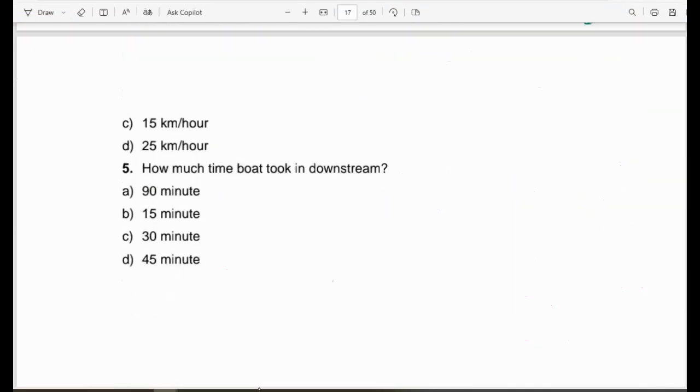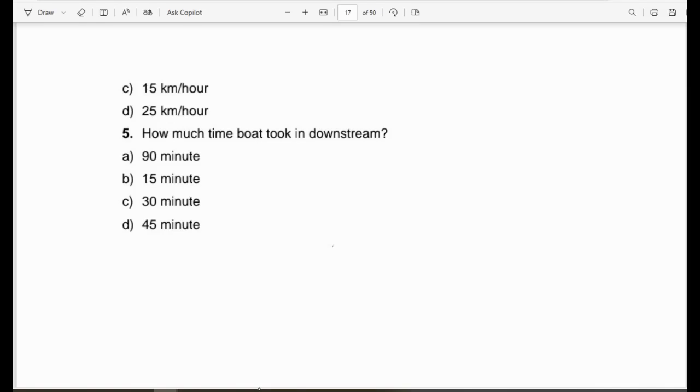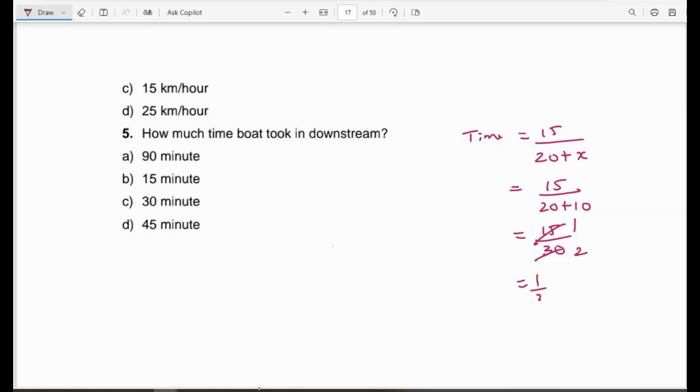Then moving on with the next question, how much time did the boat take downstream? Time is 15 divided by 20 plus x. We got the x value as 10, so it will be 20 plus 10. So it will be 15 divided by 30, which is 1 by 2, nothing but 30 minutes. So yeah, it's 30 minutes.